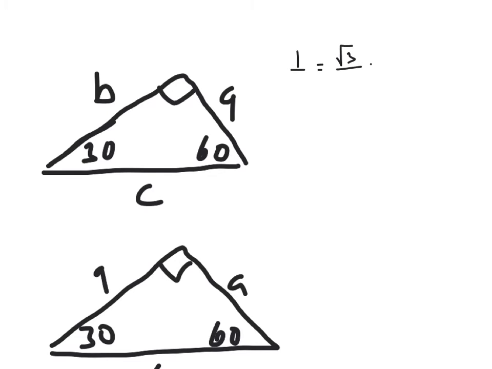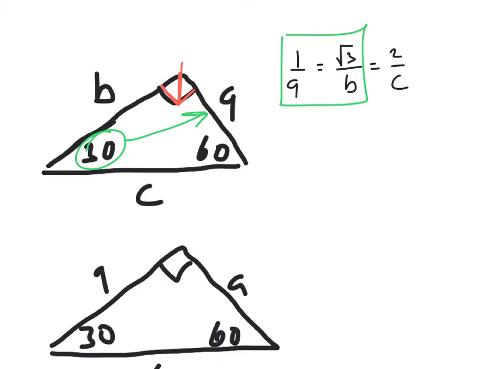1, square root of 3, 2. 9 is opposite the 30-degree angle, so that's the short side. And let's see, the right angle points to the hypotenuse, which must be C, and so B goes in the middle. We need to cross multiply, so I'll take 1 over 9 and the square root of 3 over B. Cross multiplying gives me 1 times B, and 9 times the square root of 3. So B equals 9 square root of 3.